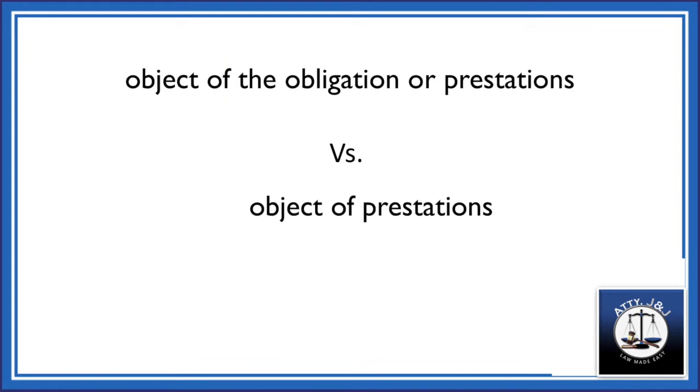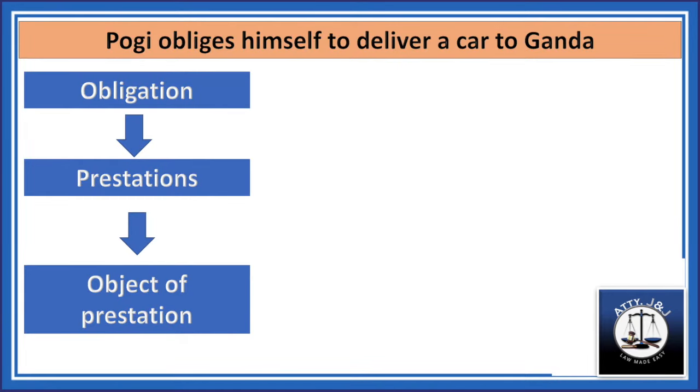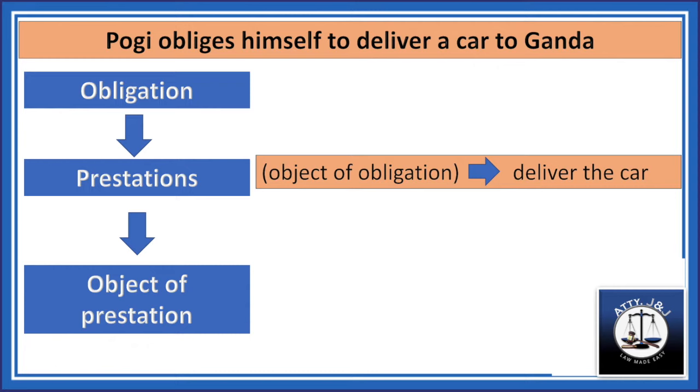Iba ang object of obligation sa object ng prestation. Okay, let's take an example para mas klaro. In an obligation to deliver a car, suppose Pogi obliged himself to deliver a car to Ganda. Okay, sa ganitong obligation, yung obligation is yung pag-deliver ni Pogi ng car kay Ganda. So, ano naman yung prestation or the object of the obligation? Ito yung delivery of the car, di ba? And yung car mismo na i-deliver ni Pogi kay Ganda, siya yung object of prestation.